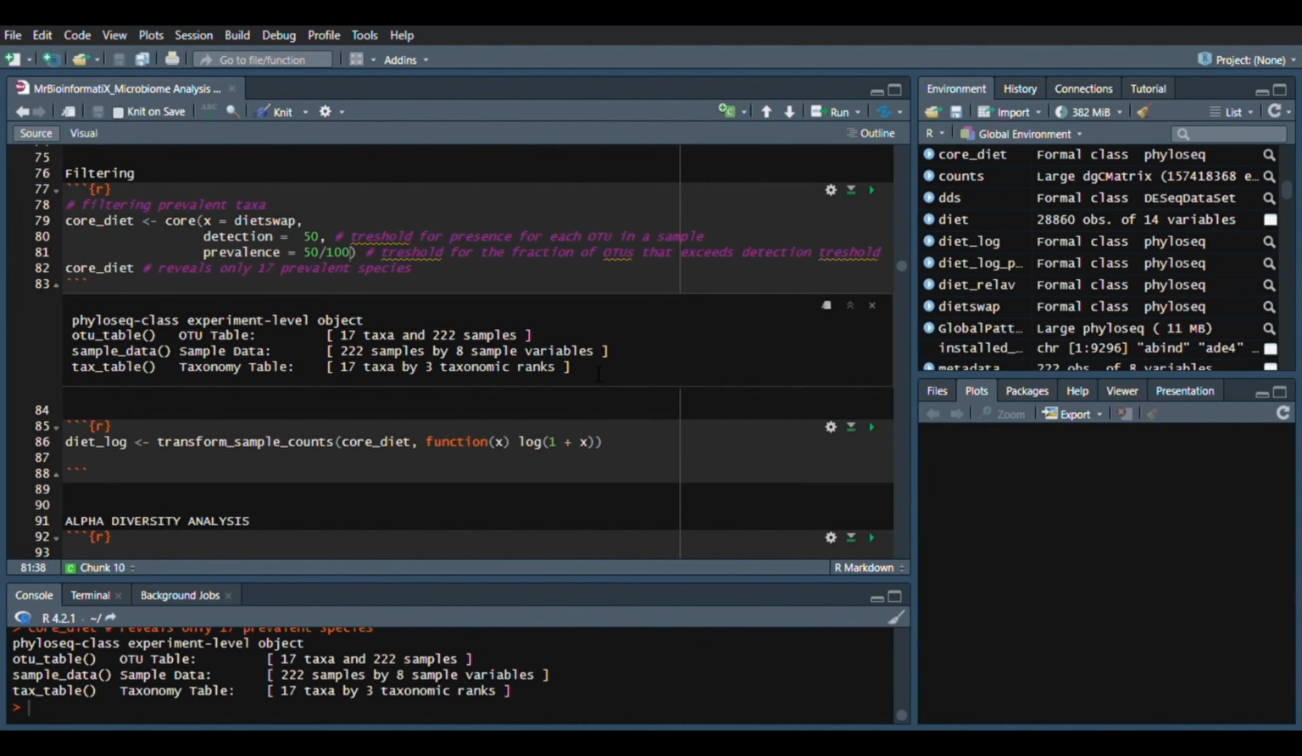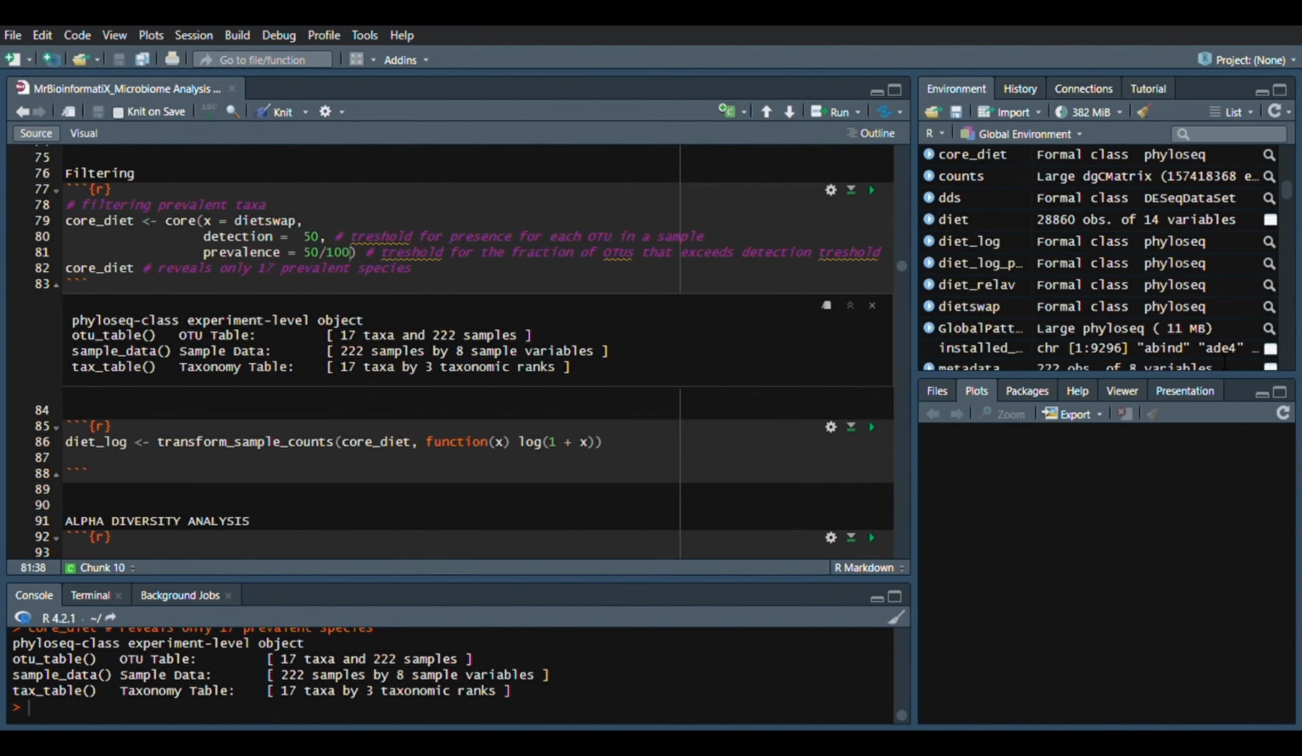And then 17 taxa by 3 taxonomic ranks. The taxonomy table is now limited to the 17 taxa that we filtered. This table categorizes each OTU into the taxonomic ranks, which may include phylum, family, and genus. This allows us to analyze and visualize our results at various taxonomic levels, enhancing our understanding of the microbial community composition. But why is this step important? By focusing on prevalent taxa, we are likely to improve the quality and reliability of our diversity analysis. Rare taxa may introduce noise and variability that don't reflect true biological patterns.